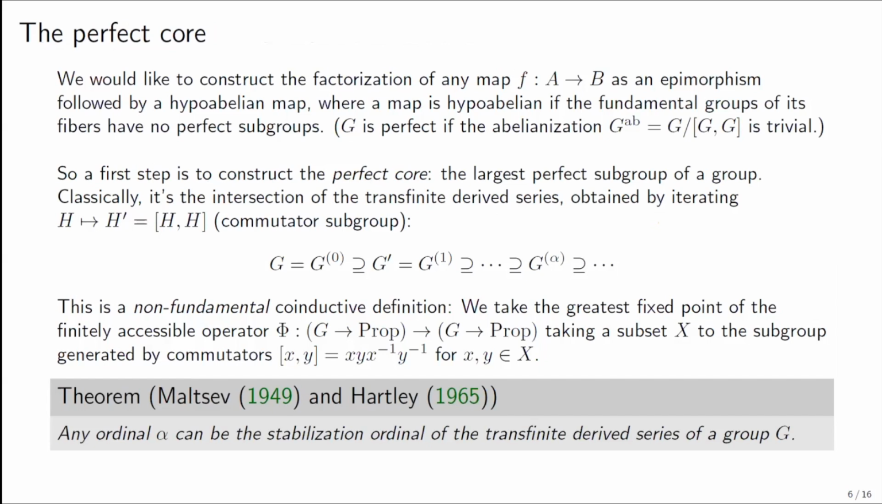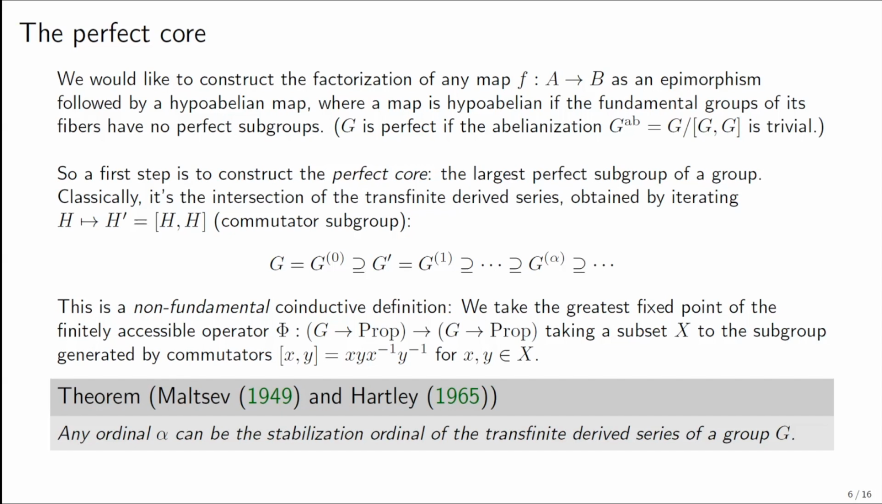Okay, so one thing my collaborators and I would like to do is to construct the factorization of any map as an epimorphism followed by what's called a hypoabelian map. This is analogous to the image factorization of a map as a surjection followed by an embedding. But just now the left map is an epimorphism. So classically, the right factors will be a hypoabelian map. And that's something whose fibers, if you look at the fundamental groups, have no perfect subgroups. We call a group perfect if the abelianization is trivial, in other words, if every element is a commutator.